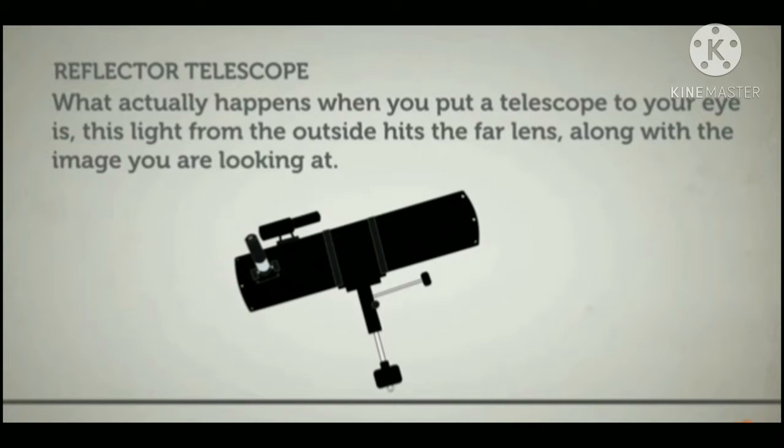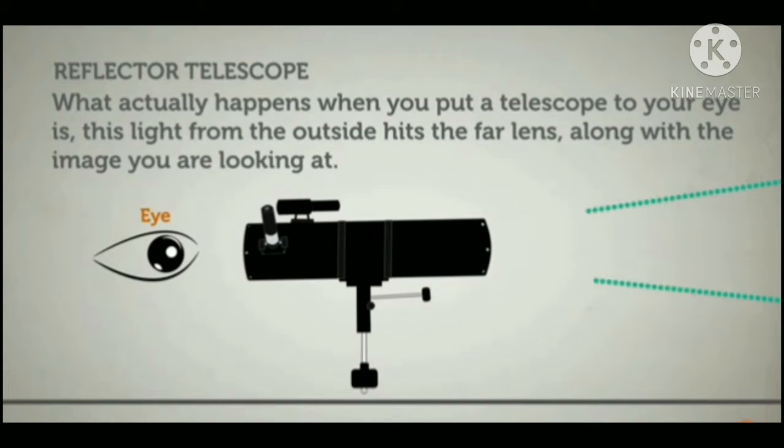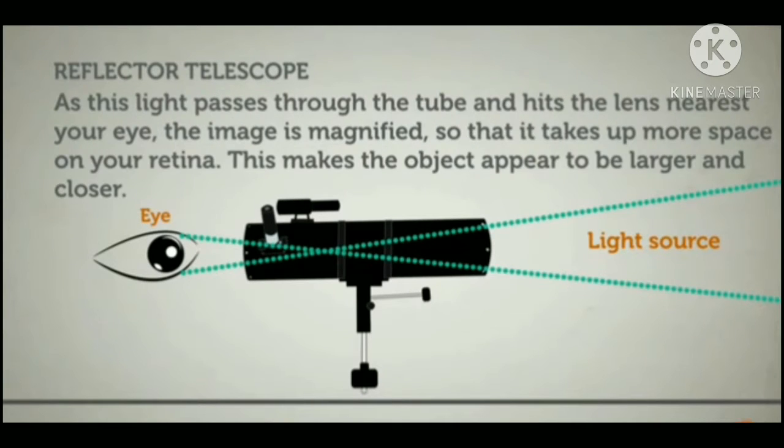What actually happens when you put a telescope to your eye is that the light from the outside hits the far lens along with the image you are looking at. As this light passes through the tube and hits the lens nearest your eye, the image is magnified so that it takes up more space on your retina. This makes the object appear to be larger and closer.